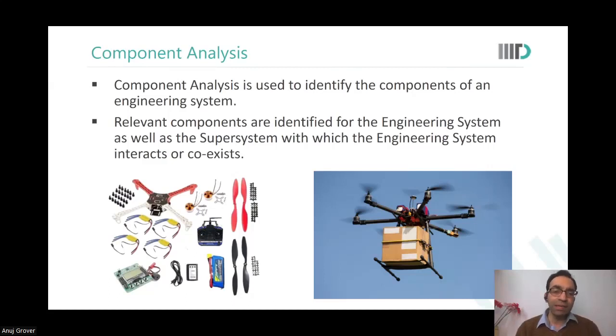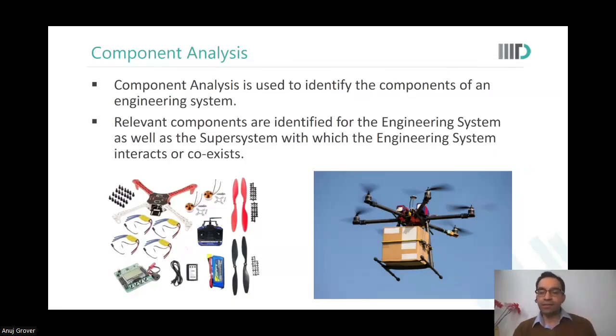Something that you're making that you will sell to the customer as a product is the engineering system. Other things that the customer may already have or may add or that pervasively exist are a part of the super system. That is the context in which your engineering system is operating. Clear? Any questions?